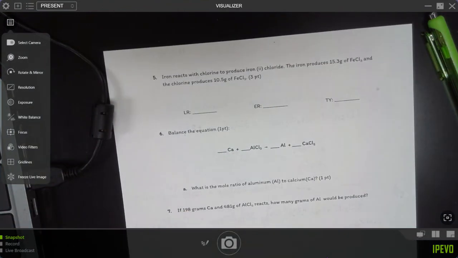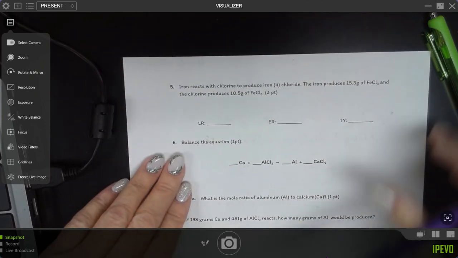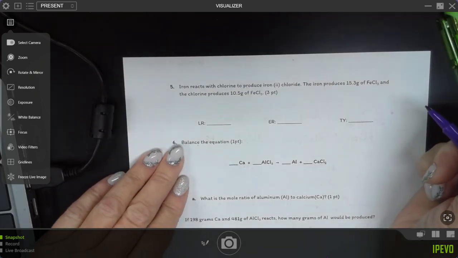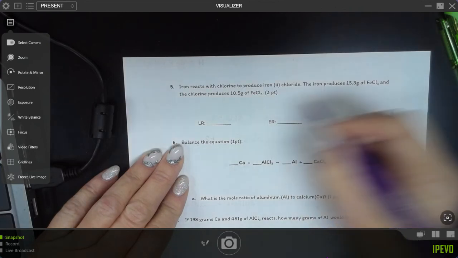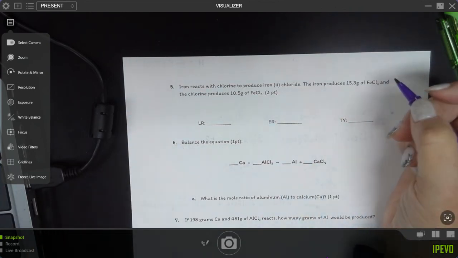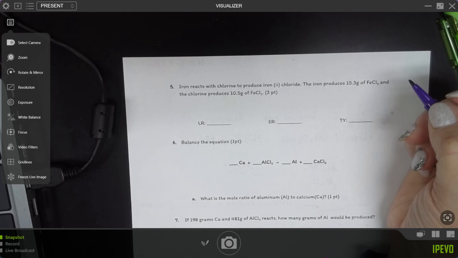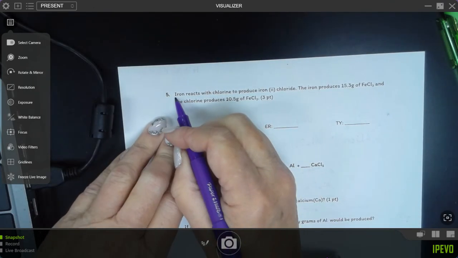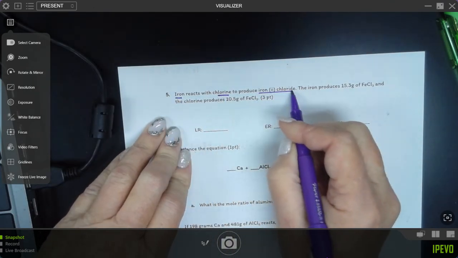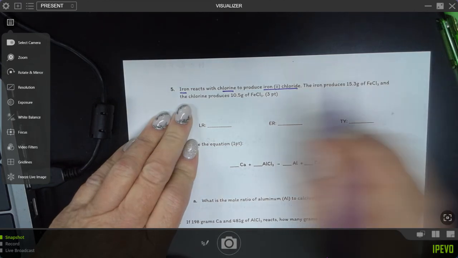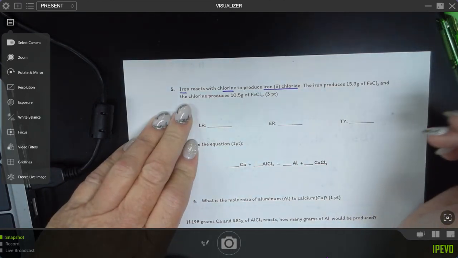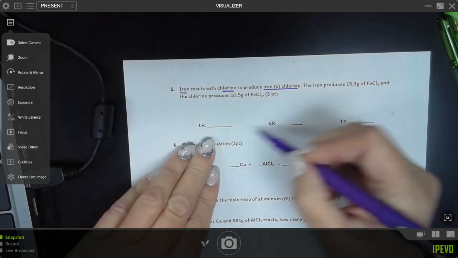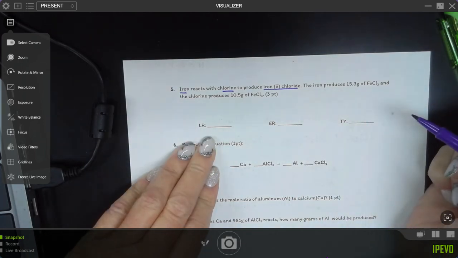Okay, this question seemed to give people a ton of issues on the quiz. Okay, here's the thing. You don't have to do any math to do this question. You just have to know what to look for. So this is saying iron reacts with chlorine to form iron 2 chloride. Okay, we don't need to write the equation. We just are trying to figure out what is the limiting reactant, excess reactant, and theoretical yield.